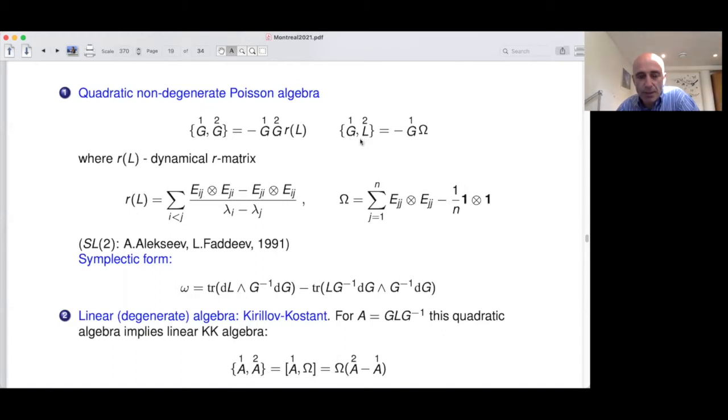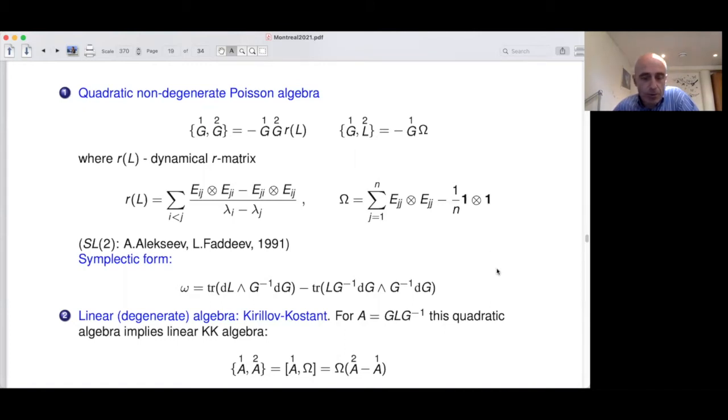So eigenvectors have a bracket with eigenvalues. Eigenvalues have a non-trivial bracket with eigenvectors. And the bracket is given by the Casimir. Right? Omega is constant. So this bracket is linear, this bracket is quadratic. The example of this bracket we saw in a very old, well, 30 years old paper by Alexeev and Faddeev, in 2x2, right?